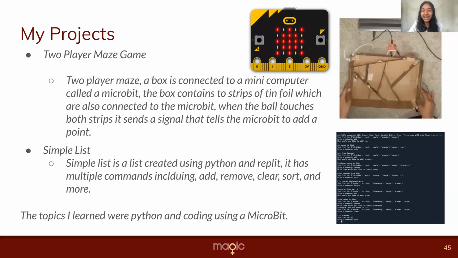The signal tells it to add a point and play a sound. If the player reaches 10 points before the 3-minute timer ends, the microbit plays a happy song, which in this case is Wedding March because it's the only one I could find. If the player does not reach 10 points, then the microbit plays a sad song.